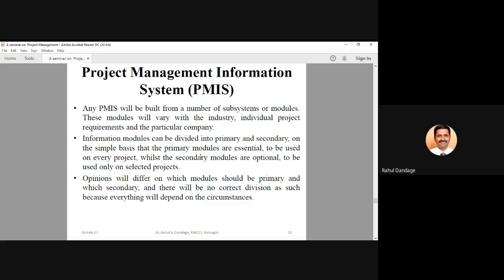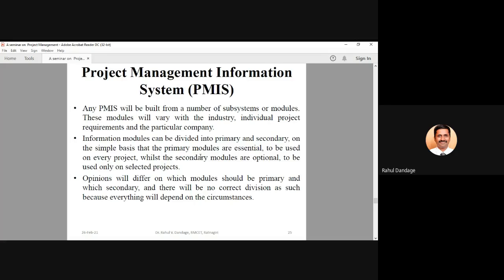And that's why using a project management information system is one part that everybody must know, but developing a project management information system is a greater task, a more challenging task, because for every industry, the PMIS development will be altogether a separate project, a separate entity based upon their requirements and their information. Information modules can be divided into primary and secondary on the simple basis that primary modules are essential to be used on every project, while the secondary modules are optional to be used only for selected projects.